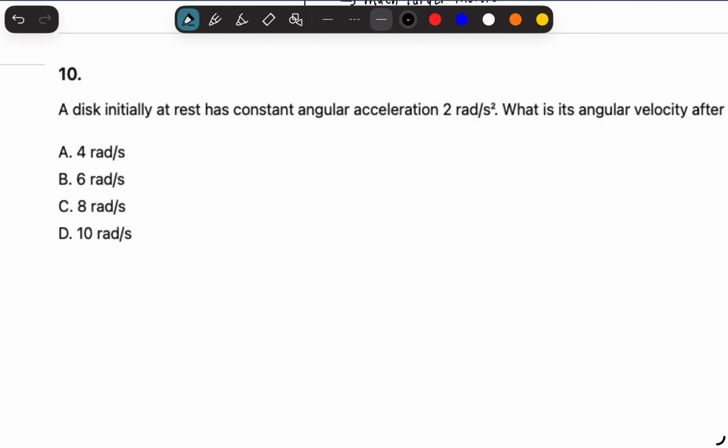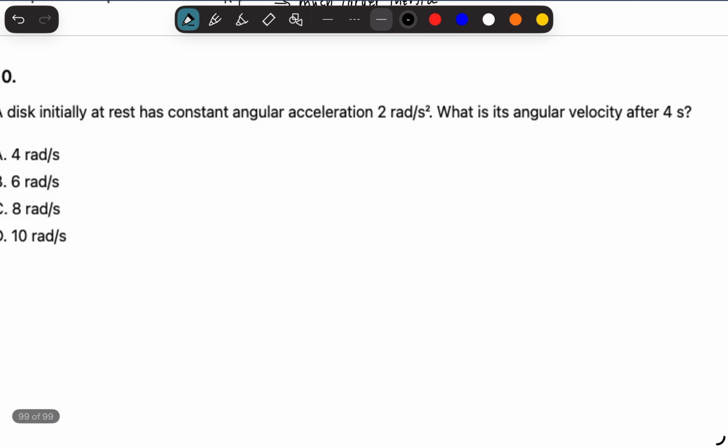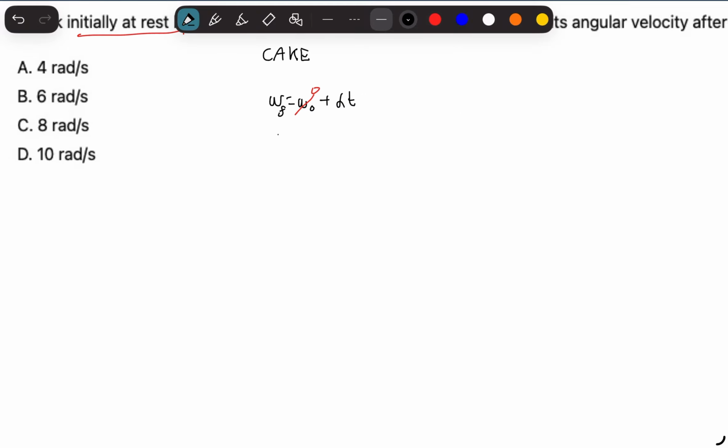A disk initially at rest has constant acceleration 2 rad per second squared. What is the angular velocity after 4 seconds? So we can use your kinematic equation, which is omega f is equal to omega initial plus alpha t. So here, if it's initially at rest, that's initially 0. So omega f is equal to 0 plus alpha t. And alpha here is going to be 2, and our time interval is 4. So that's just 8 rad per second.